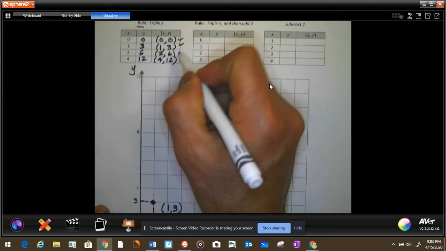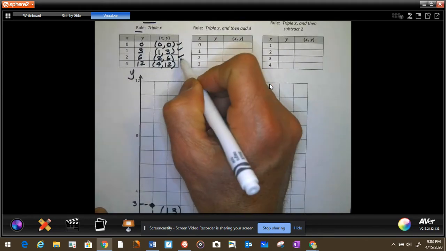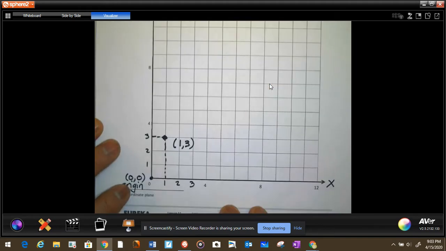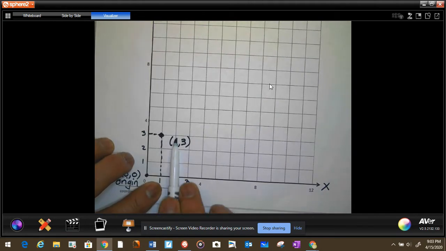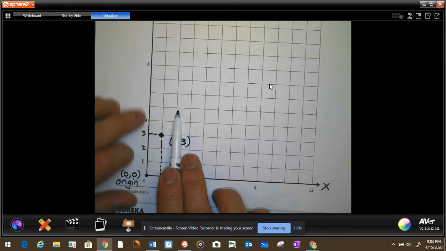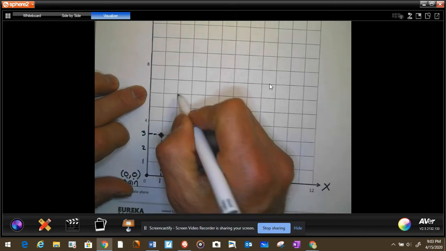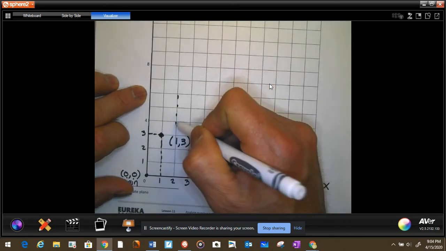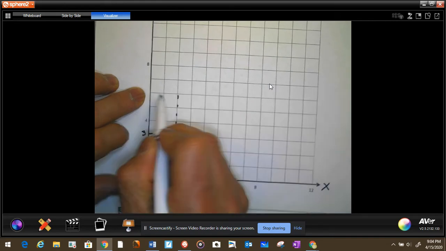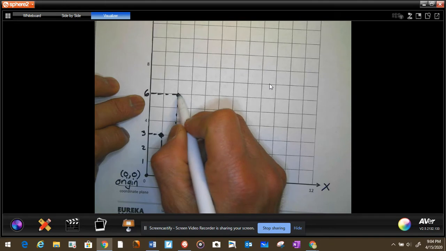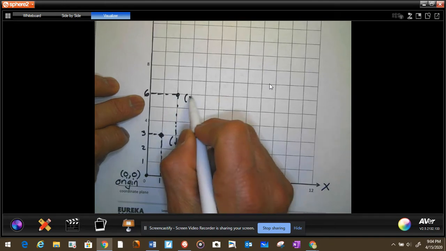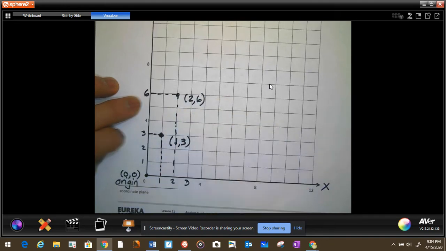Our next one is going to be 2, 6. So 2, we're going to run to 2 and jump to 6. And 6 is going to be 2 after 4. So that's going to be right here. We jump that way, and here is where y is 6. And here's the point, and the coordinates are 2, 6.